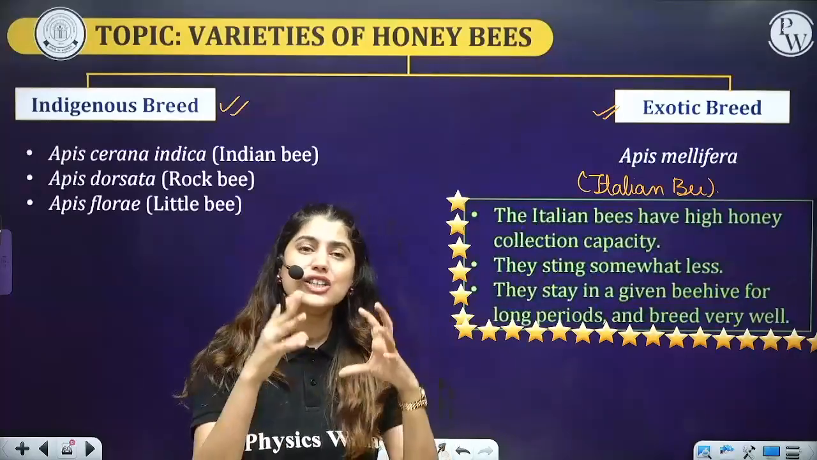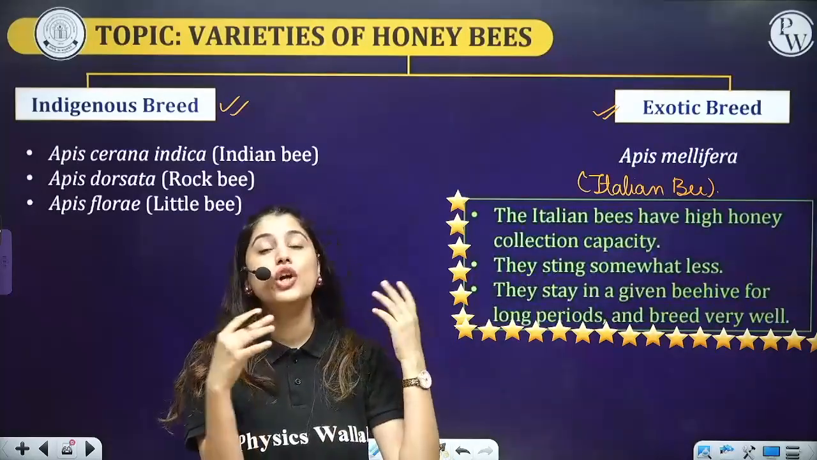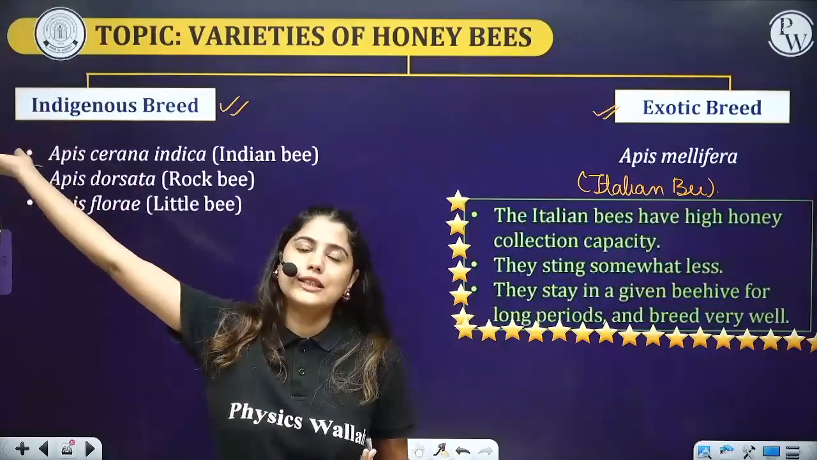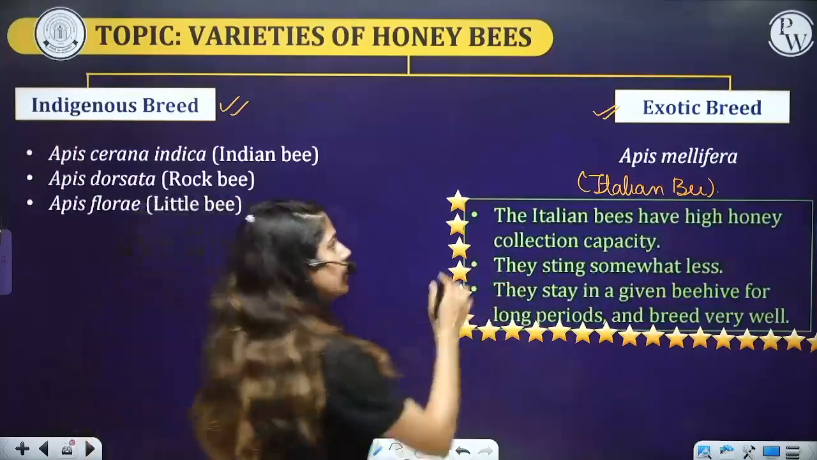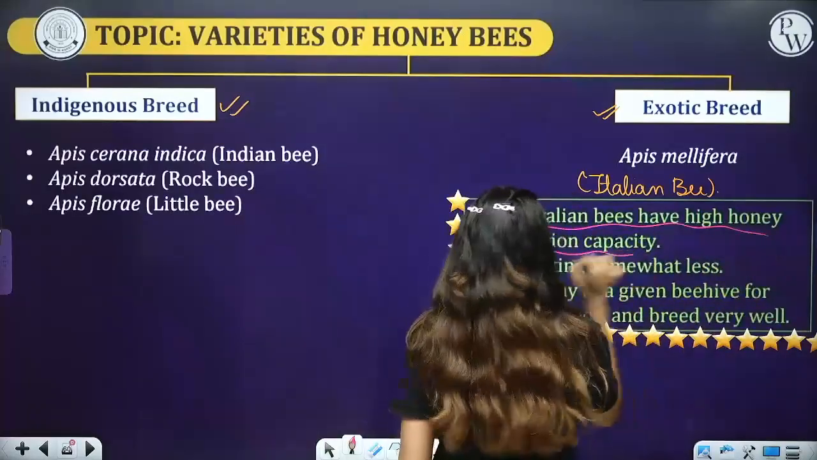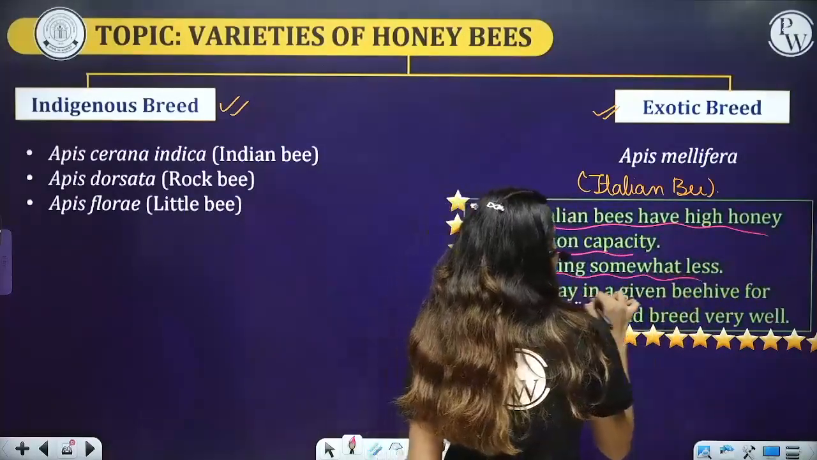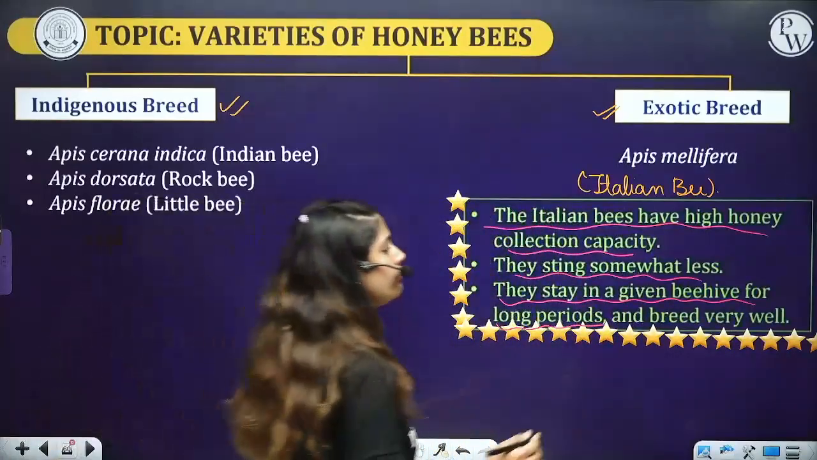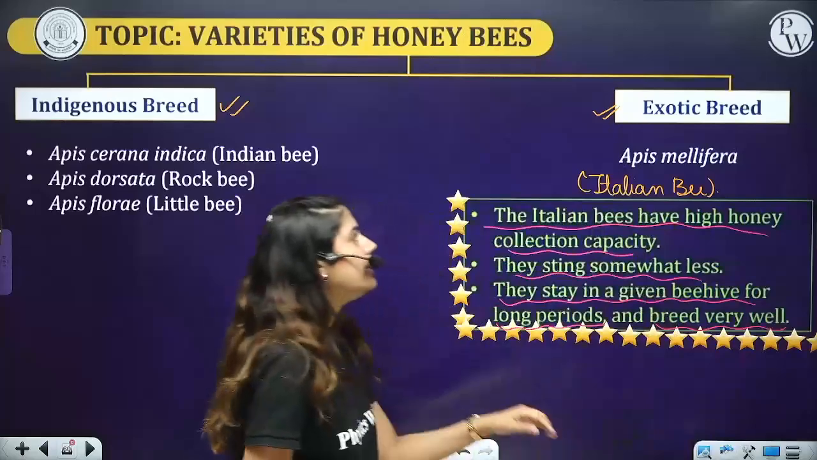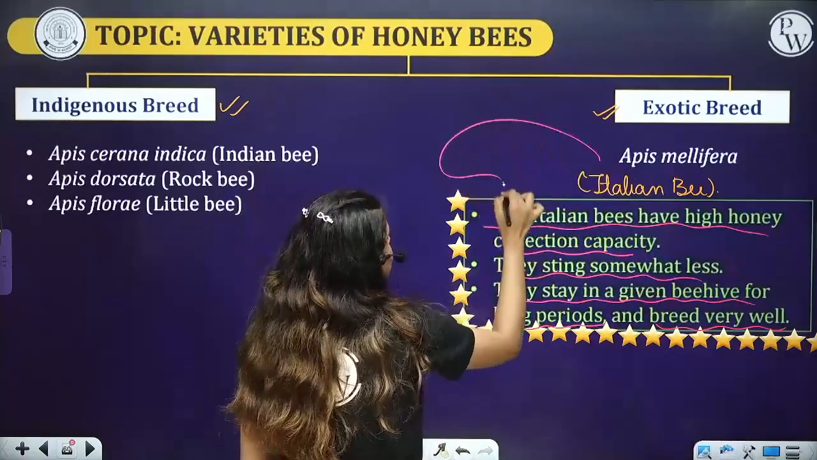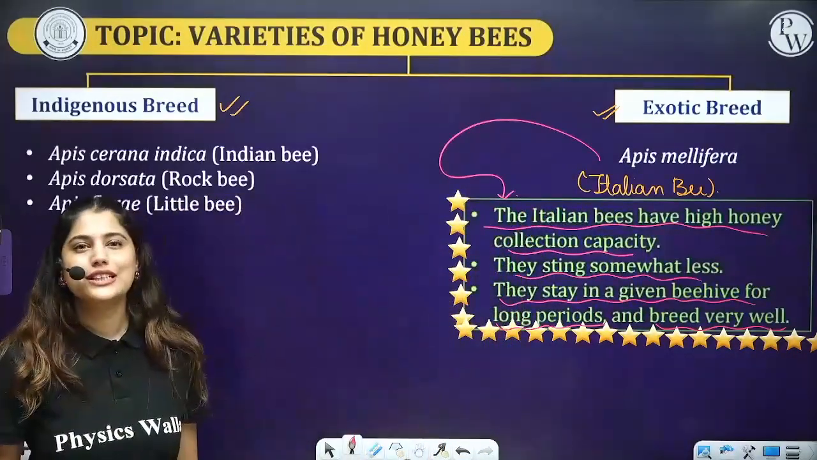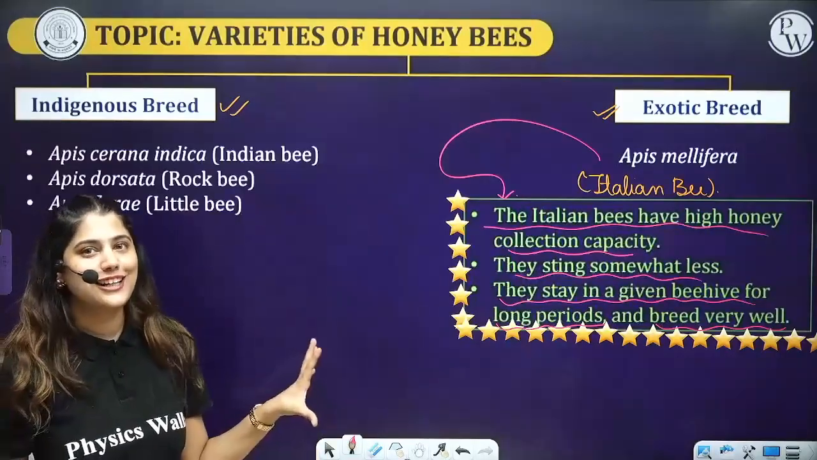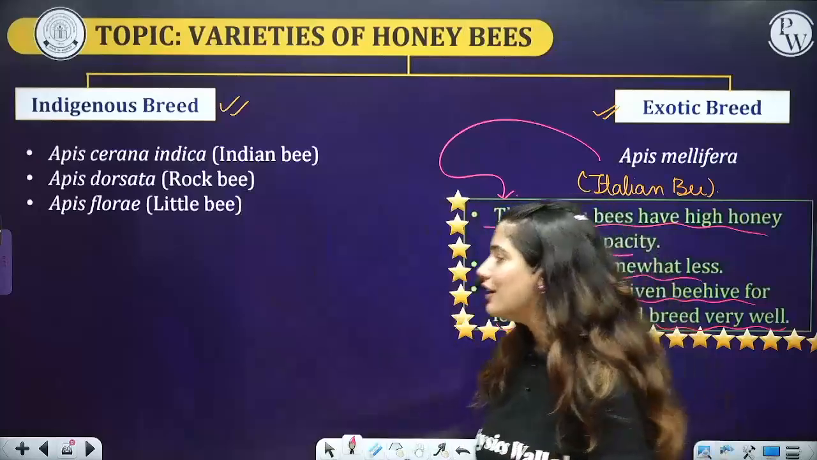Also, remember, it's going to stay in that particular beehive for a longer duration. It's not like it's here for only 2 days, then I don't know where this bee has gone. So it's going to have high honey collection capacity, sting less, stay in the beehive for a longer period of time, and also breed very well. Very important. Why is Apis mellifera preferred, what all benefits does Apis mellifera give us? Very important, right? That is why I've marked it with stars.